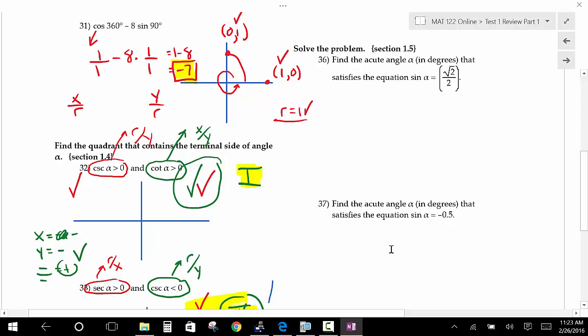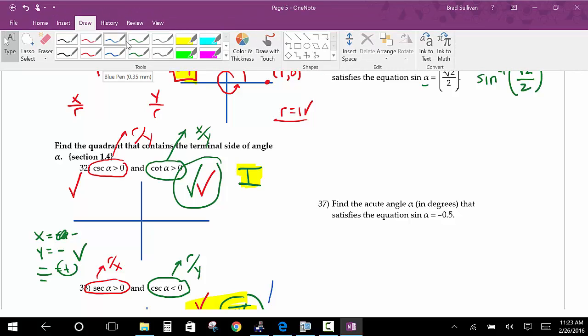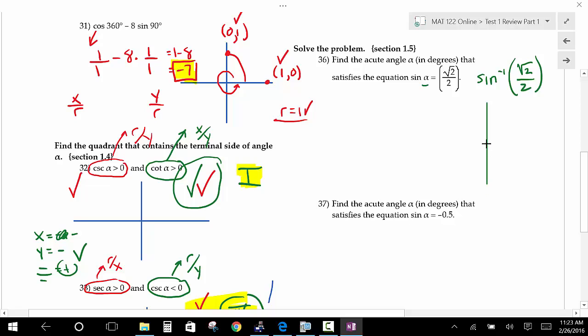Okay, let's see. Find the acute angle that satisfies this equation. Now, what's going on is, if you're finding an angle, what you're really doing is taking the inverse sine of square root of 2 over 2. So what we end up having is this situation. We need to look at a little diagram on this. There's a couple of key things, and this really has something to do with a triangle.